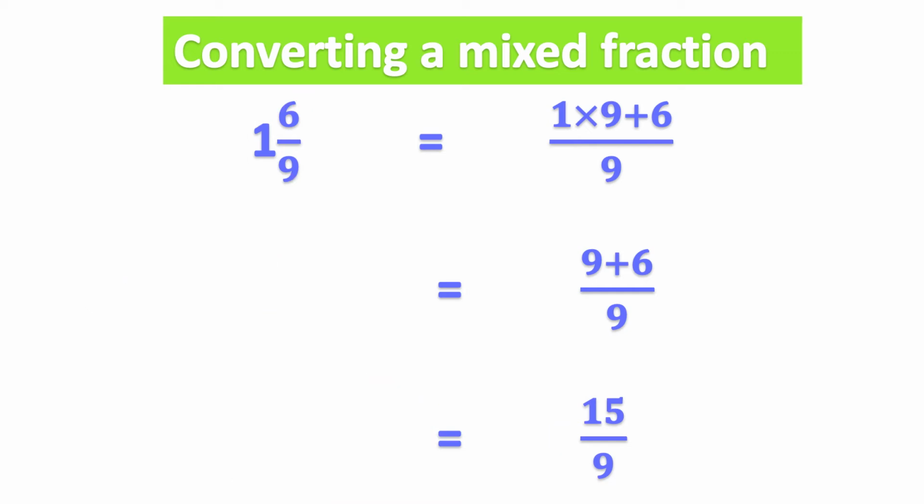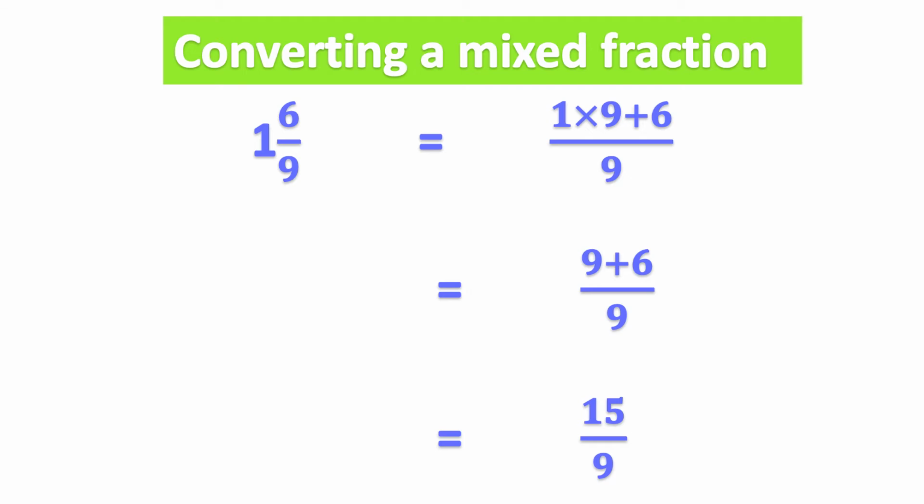So once more, look carefully. First, I took a mixed fraction. How do I convert a mixed fraction into an improper fraction? First, I multiply the whole number and the denominator, 1 into 9. Then I add the numerator, plus 6. Then the denominator remains the same. 1 into 9 becomes 9. Plus 6 becomes plus 6 itself. 9 plus 6 becomes 15. Denominator remains the same. So 15 by 9. So I can see that the mixed fraction, I converted it into an improper fraction.